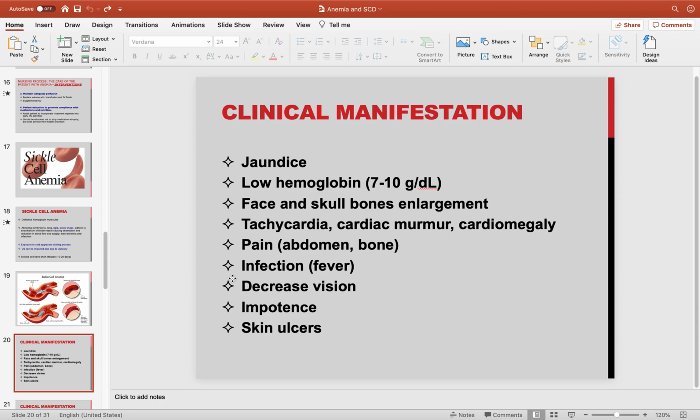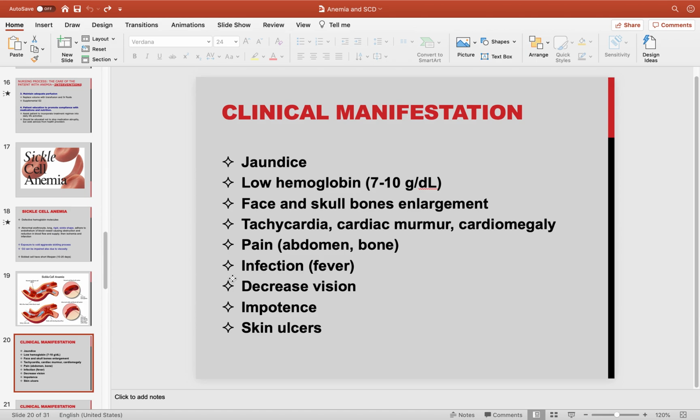Now the clinical manifestations. Normally, the clinical manifestations of a patient with sickle cell disease are near to those of a patient with general anemia. However, you have to understand that there may be some different manifestations. For example, the patient will develop jaundice and pallor, and the hemoglobin will be low, for example 7 to 10, and also face and skull bone enlargement. Why? Because of the excessive production of RBCs. The RBCs are produced but are destroyed.